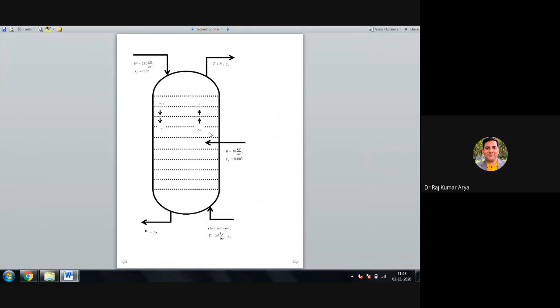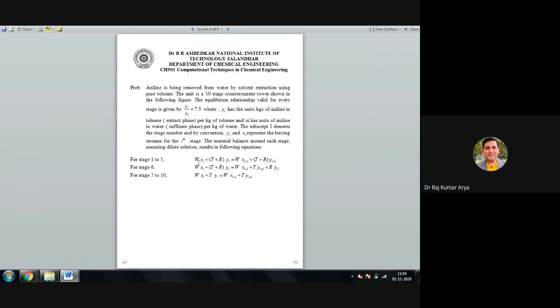These two are coming to you, your R and T. So these are coming to this. What compositions, you have to write here. So the same thing we wrote here: xi plus T plus R yi. These are coming to this. What is leaving that?